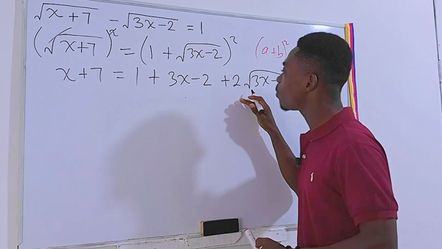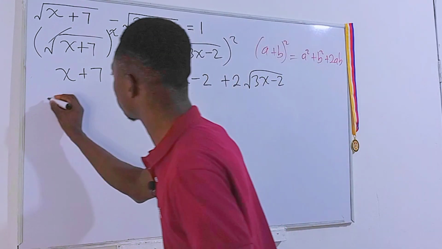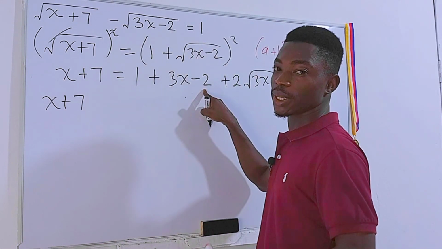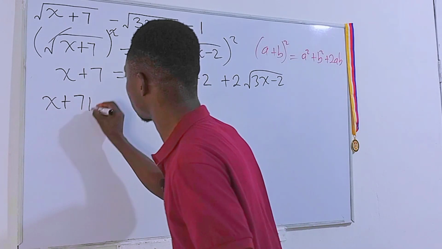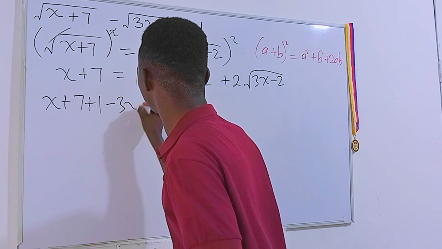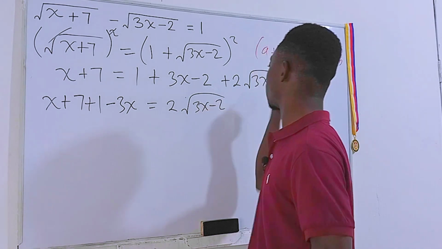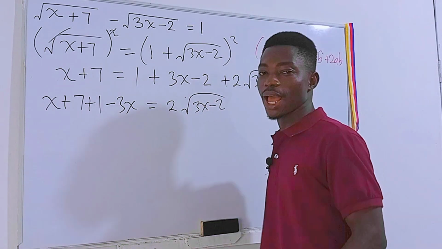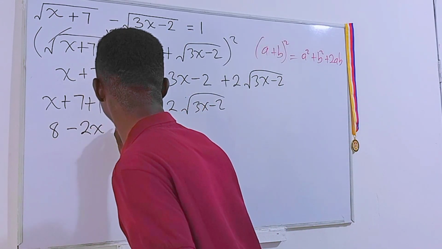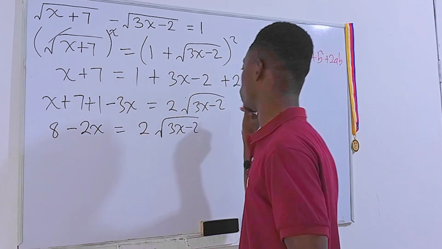Now let's go ahead and move all the terms except the square root to the left hand side of the equation. If we do that, remember we still have x plus 7 right here. We have 1 minus 2, that will be minus 1. If it comes here, it will be just plus 1. Then we have positive 3x here. If it comes here, we have minus 3x. And this will be 2 square root of 3x minus 2, just like that. On the left hand side, we can simplify it further. You have 8 minus 2x is equal to 2 square root of 3x minus 2.